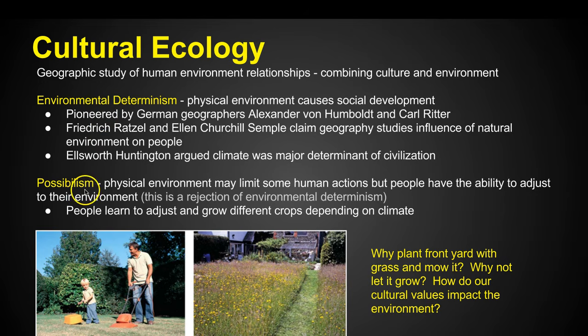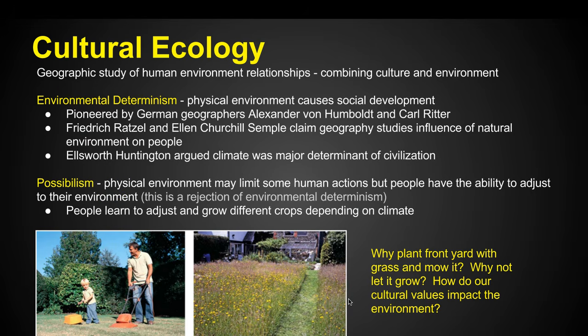We also look at possibilism. The physical environment may limit some human actions, but people have the ability to adjust to their environment. This is the opposite of environmental determinism. It's actually a rejection of environmental determinism, because possibilism says people learn to adjust and grow different crops depending on the climate. So possibilism says what's possible in an area? Well, more than environmental determinism, because people were smart and were able to adjust, and we can grow using technologies that were not limited by the environment.